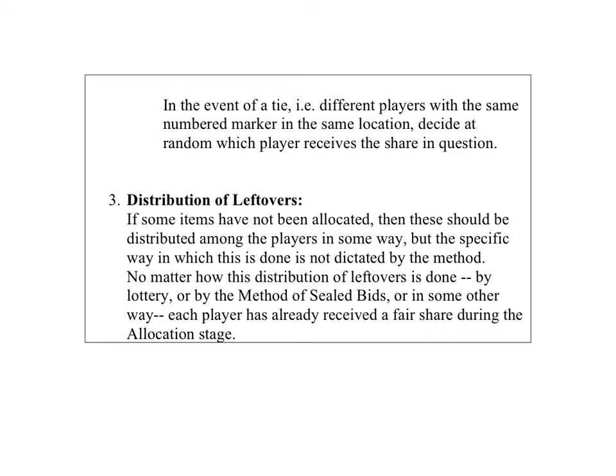Ties are always resolved at random. So if different players have the same numbered marker in the same location, we flip a coin to decide who receives that share. The distribution of leftovers is the last stage. If some items have not been allocated, they are distributed among the players in some way, but the specific way this is done is not dictated by the method. No matter how it's done, whether by lottery, by drawing straws, by the method of sealed bids, or in some other way, each player has already received a fair share during the allocation stage.